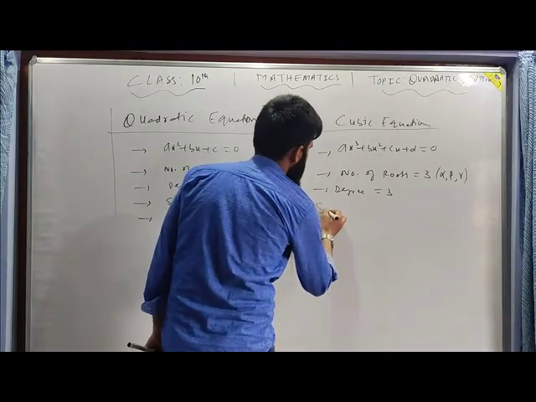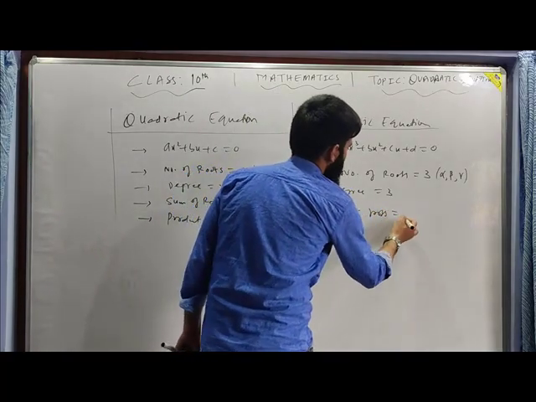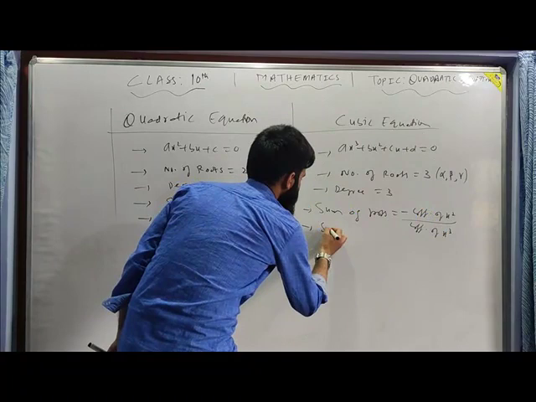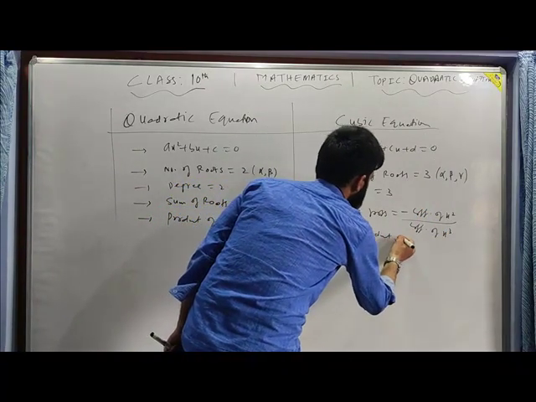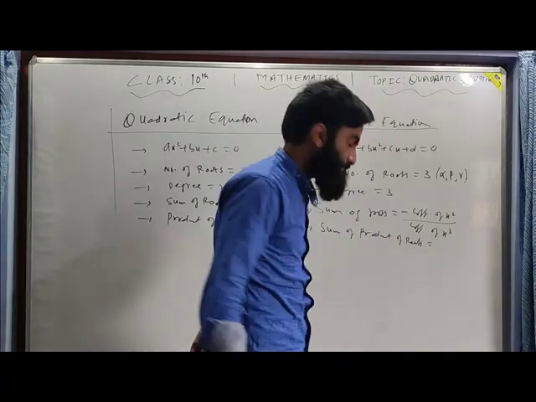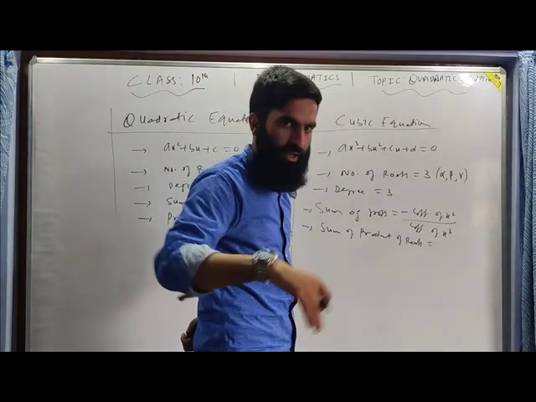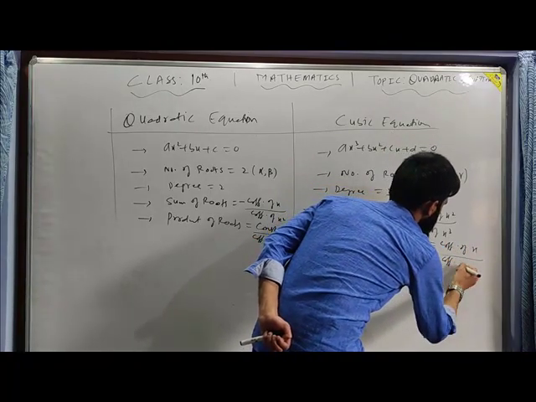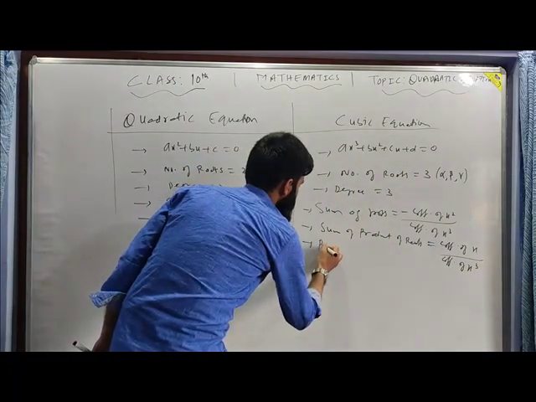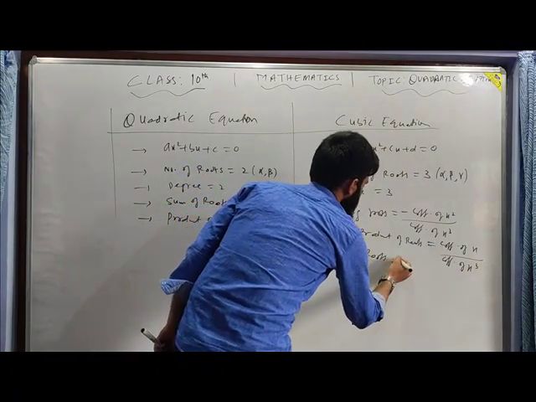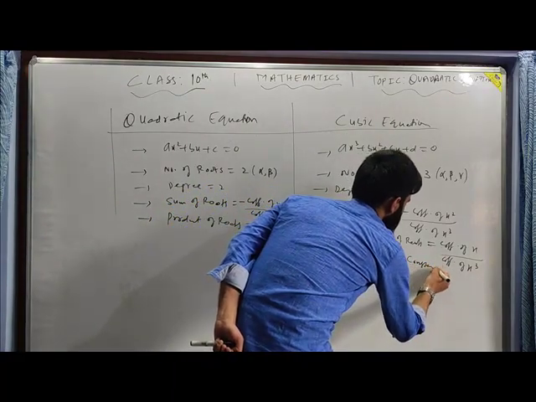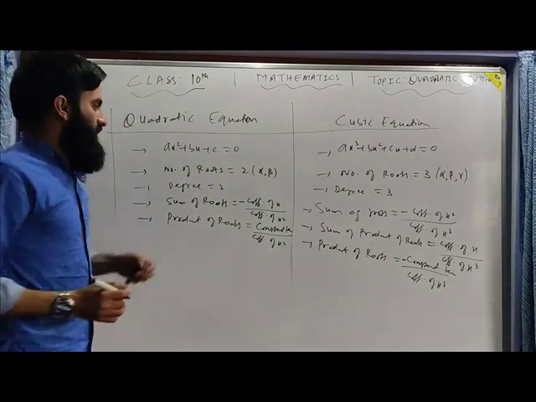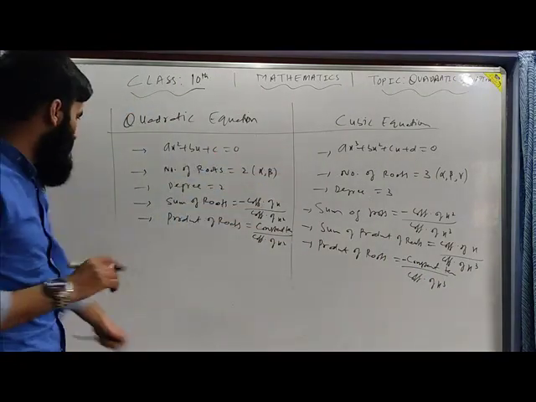And for the cubic equation, the sum of roots is equal to minus coefficient of x square divided by coefficient of x cube. Then the sum of product of roots is equal to coefficient of x upon coefficient of x cube. Just look at that. Then the product of roots is equal to minus constant term upon coefficient of x cube. So this is the comparison between the quadratic equation and the cubic equation.